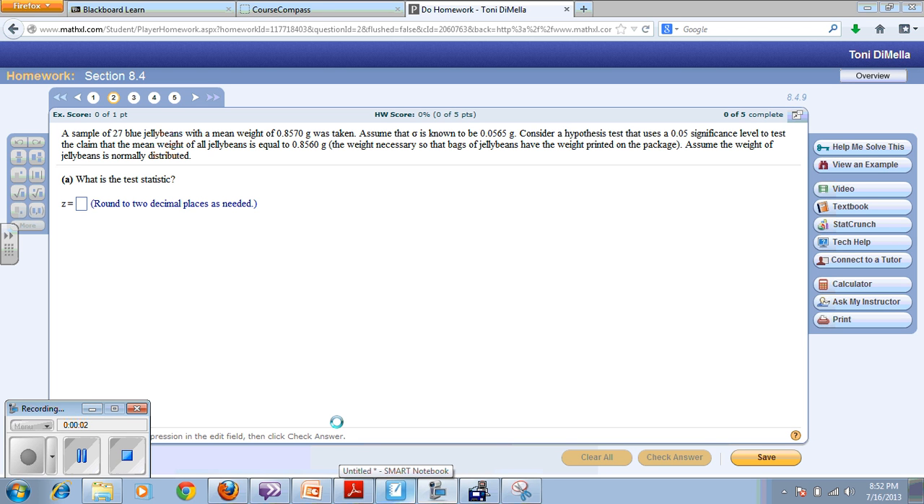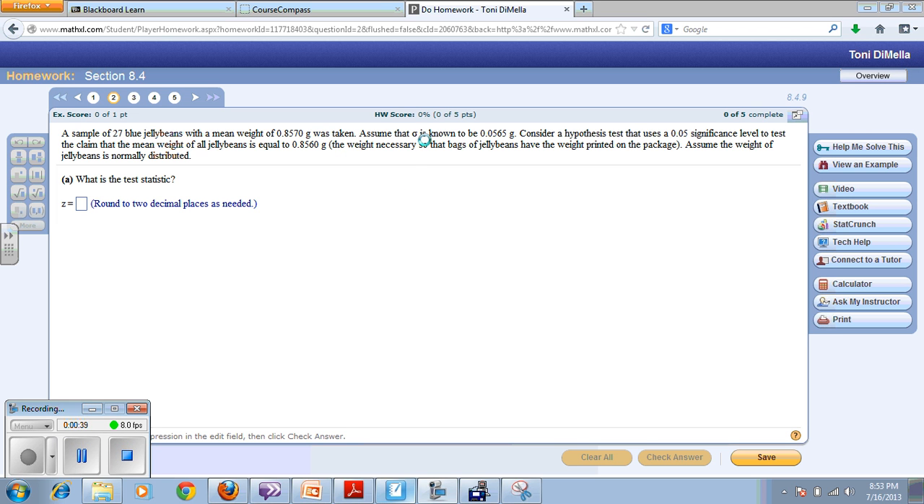The second section in Chapter 8 for hypothesis testing starts to talk about testing for means. So you're going to use sample averages and use those to make a claim and to test the claim about what's going on about your population proportion or your population average. So the second one in 8.4 is that we have 27 jelly beans and we take their average weight, and for whatever reason we know that the population standard deviation for jelly beans all over the world is 0.0565.